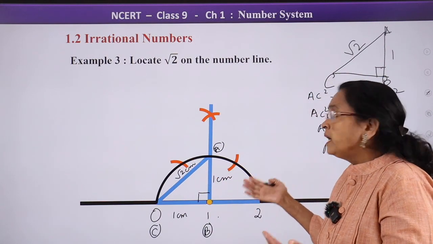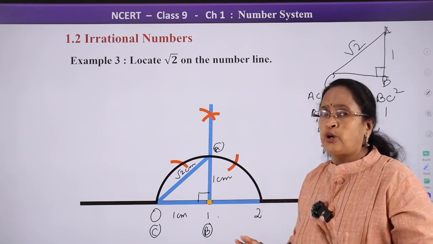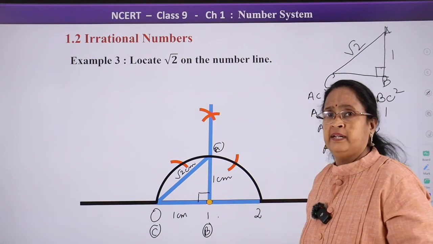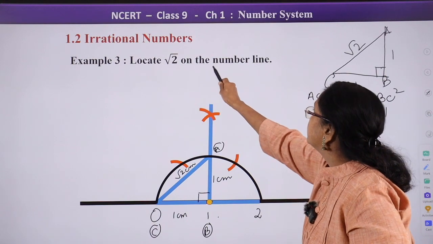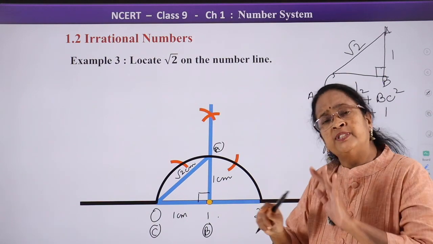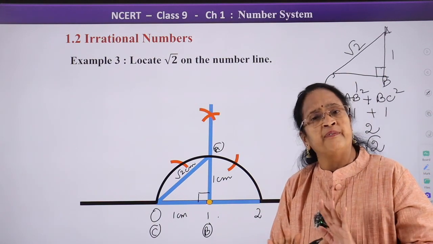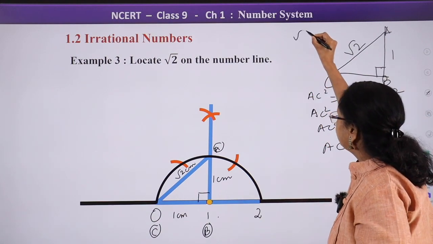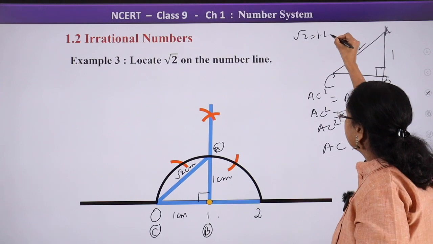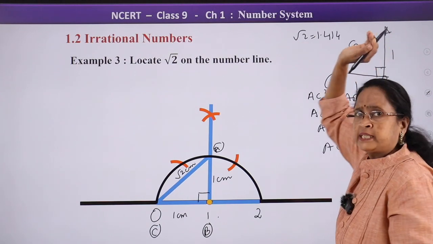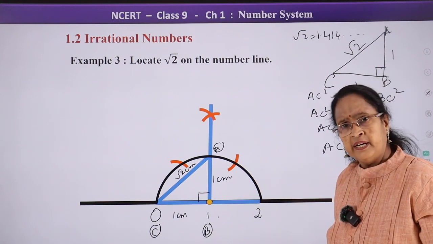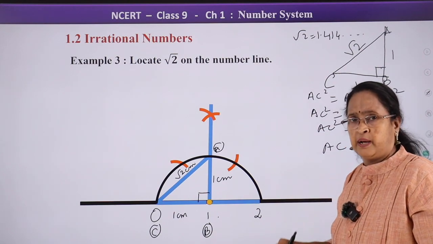Now, the construction is not over yet. We haven't located it on the number line. Our question is to locate it on the number line. We have just constructed; till now, we have not located. Now, we know the value of root 2 is 1.414. It extends. Alright. Now, this we have to locate on the number line.